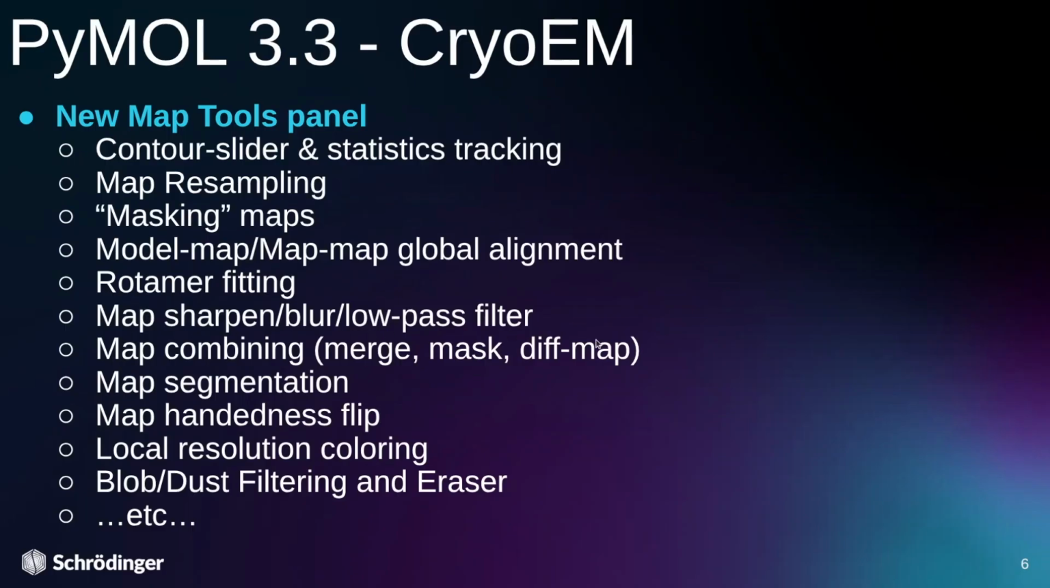There are also other things you can do, like map sharpening, blur, low-pass filters, combining maps, map segmentation, handedness flip, local resolution coloring, blob dust filter and eraser, and so on and so forth. These are features that customers have asked for a long time, and hopefully this set of features will address most of the things that people have asked for.